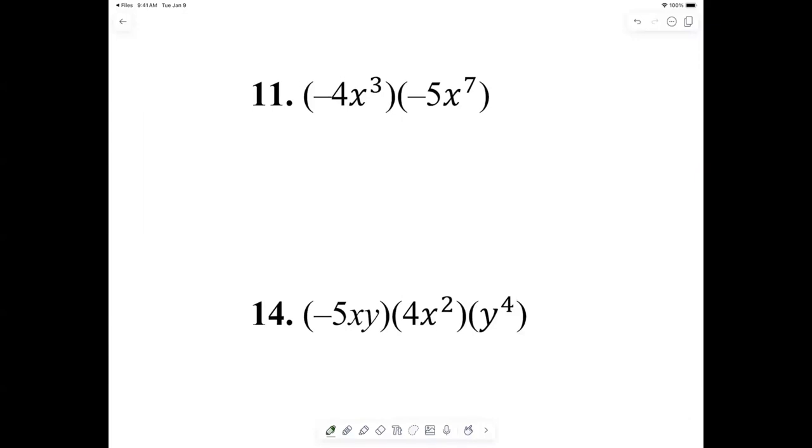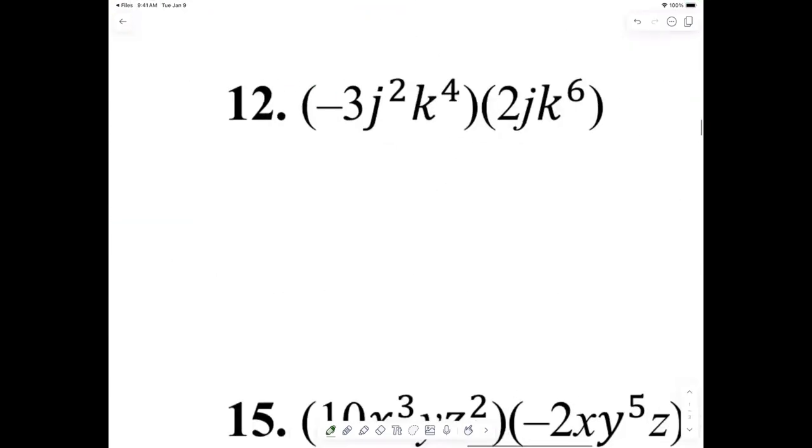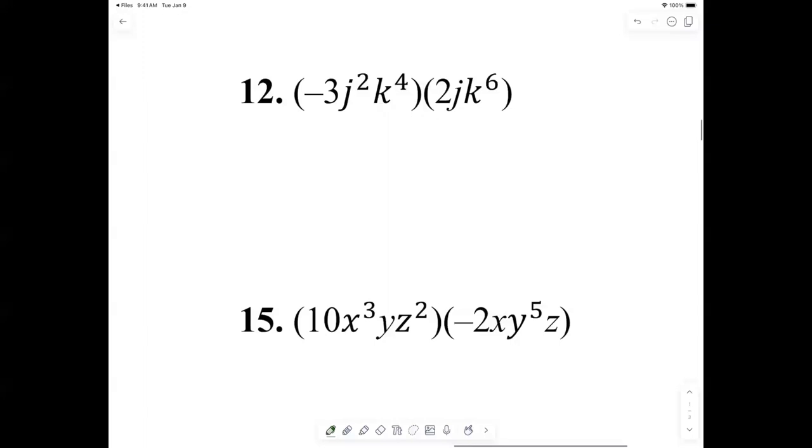You're up. Easy as that. 20x to the 10th. Easy, easy, easy. All right, let's knock out 12, please. Go.